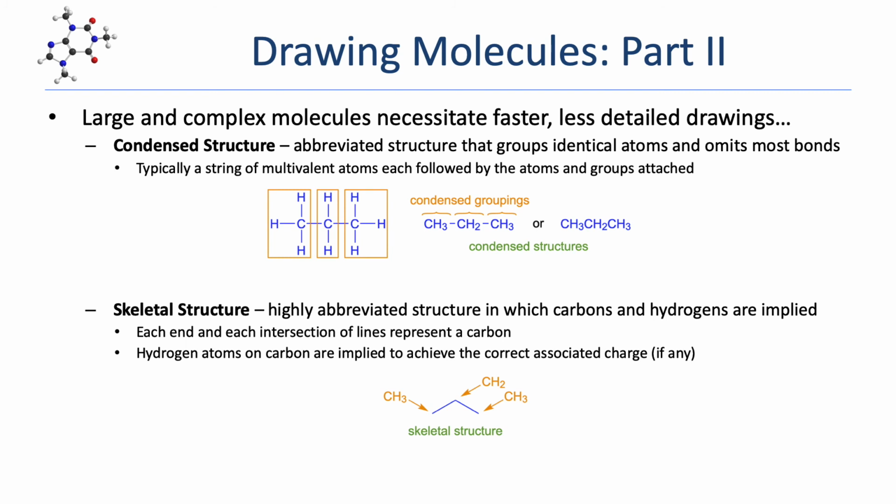This is a highly abbreviated structure in which all the carbons and hydrogens are actually implied and not drawn out explicitly. This is how it works. You simply draw a line that represents each covalent bond between carbons. The end of each line and the intersection of any lines represents a carbon. So if we draw out propane, we would simply draw out two lines connecting. Now, there are hydrogens implied attached to each of those carbons, and we imply enough hydrogens to match the charge drawn for that particular atom. So there are no charges in propane, so it's kind of simple.